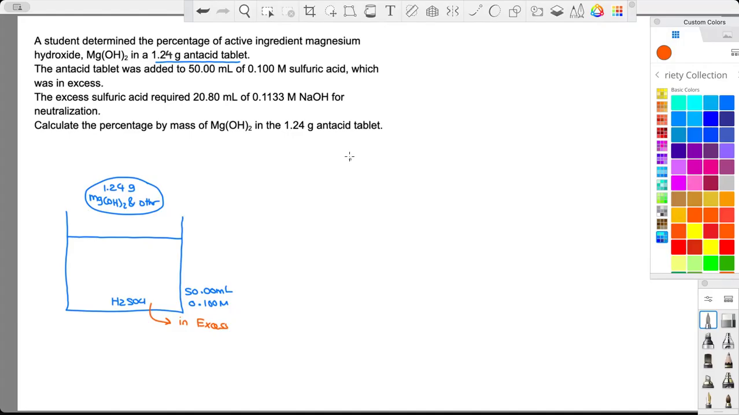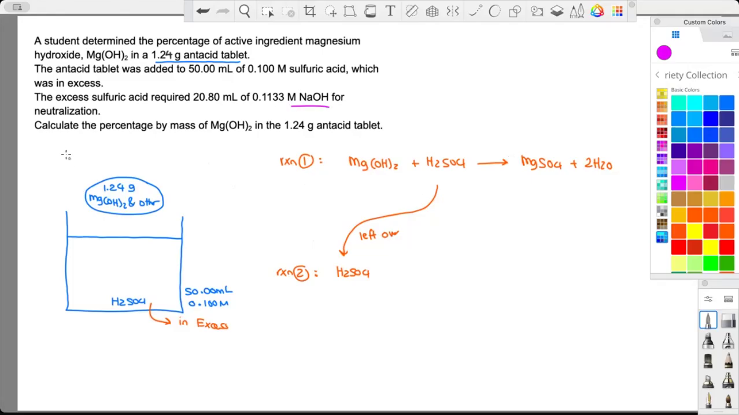So what happens here is that Mg(OH)2 will react with H2SO4, and the entire Mg(OH)2 will get neutralized by H2SO4. Together they will make MgSO4 plus 2H2O. However, because H2SO4 is in excess, it will have some leftovers. So the next step is that the leftover is going to do another reaction for us. So we're going to carry out a second reaction. Let's call this reaction 1 and this reaction 2. So H2SO4 will carry out a second reaction with, in this case, NaOH. So it's actually being titrated with NaOH.